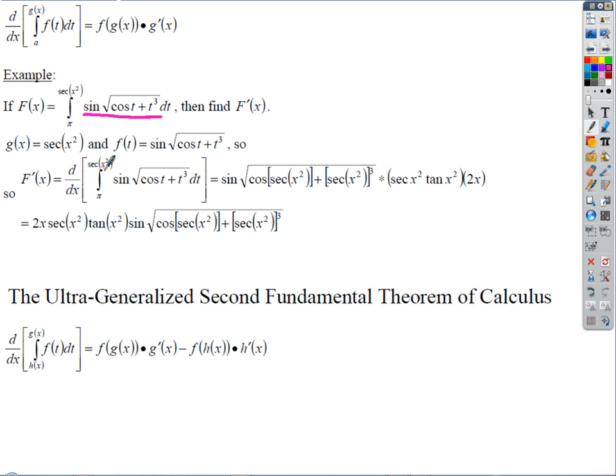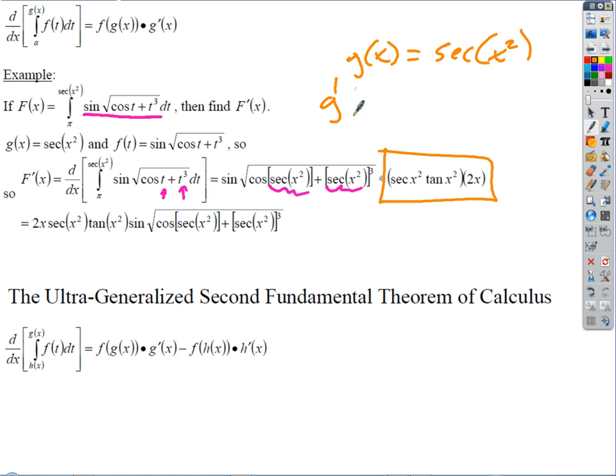So every place I used to have a t, I'm just going to plug in secant of x squared. No big deal, right? And then I just have to multiply by the derivative of secant x squared. This is just if g of x equals secant of x squared. This is good review for us. What's g prime of x? The derivative of secant is secant tangent, by the chain rule.